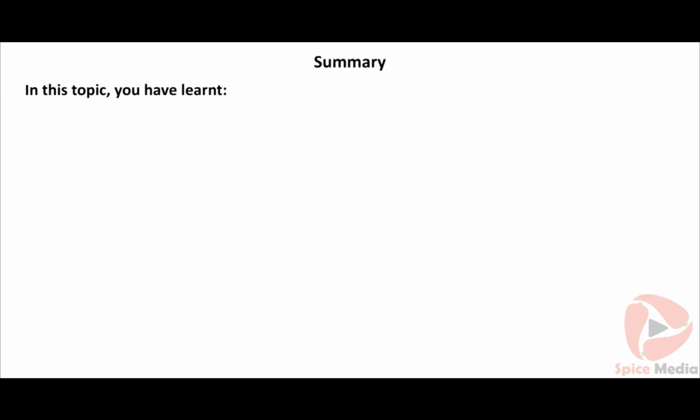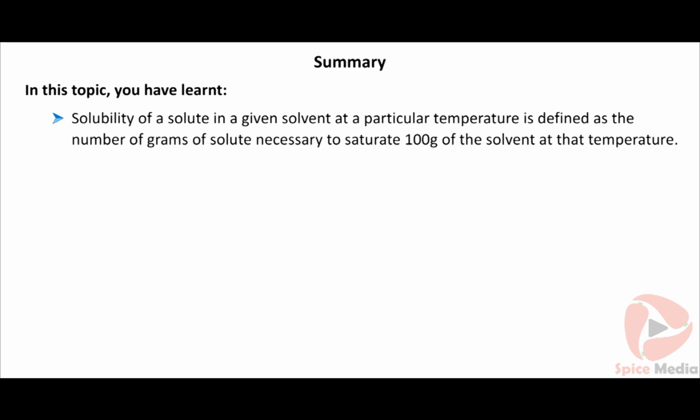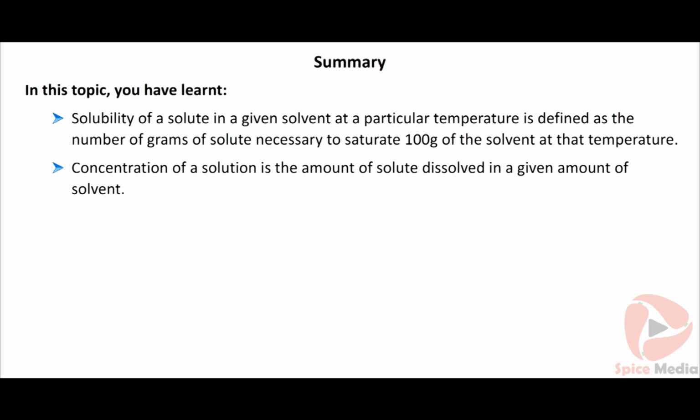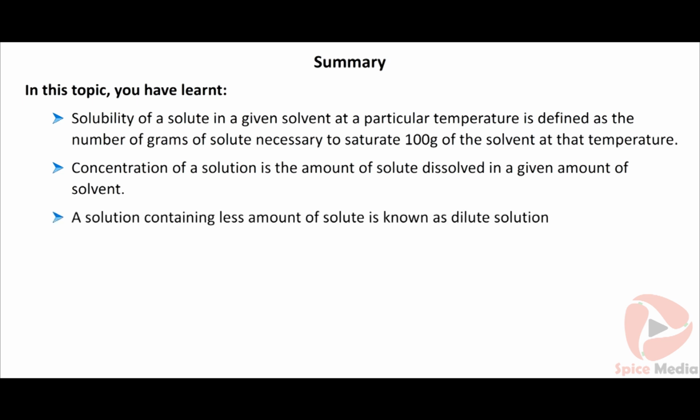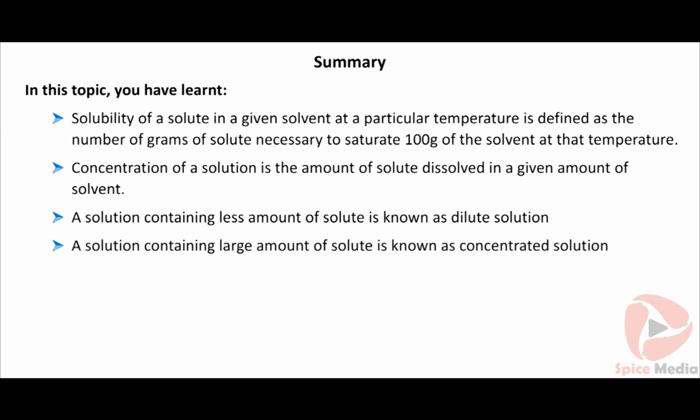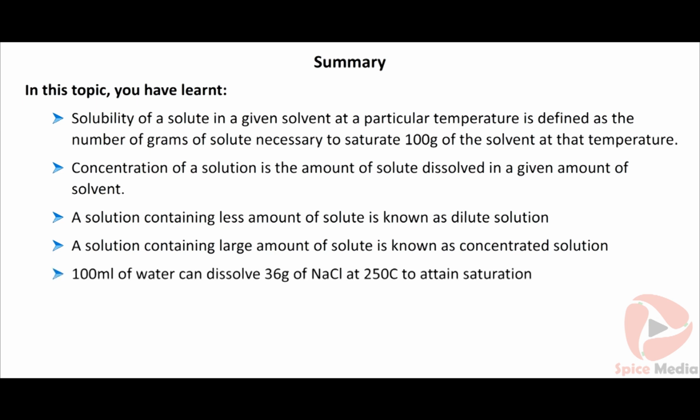In this topic, you have learnt that solubility of a solute in a given solvent at a particular temperature is defined as the number of grams of solute necessary to saturate 100 grams of the solvent at that temperature. Concentration of a solution is the amount of solute dissolved in a given amount of solvent. A solution containing less amount of solute is known as dilute solution. A solution containing large amount of solute is known as concentrated solution. 100 ml of water can dissolve 36 grams of NaCl at 25 degrees Celsius to attain saturation.